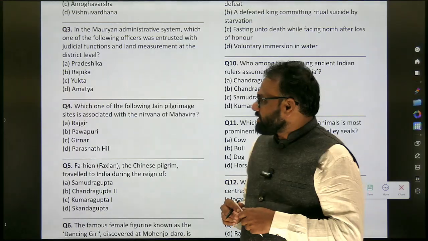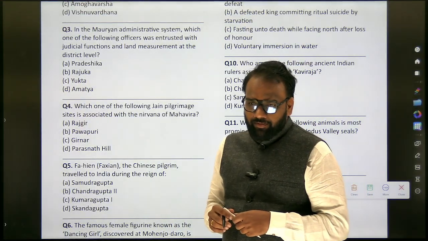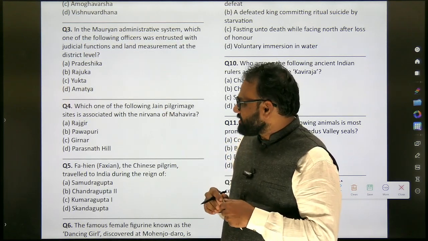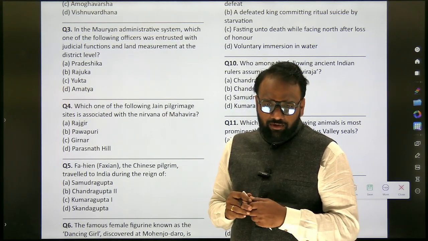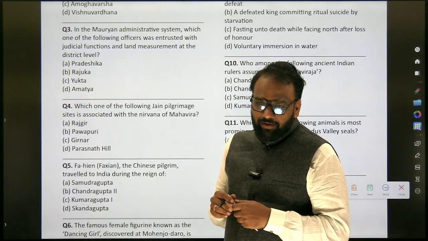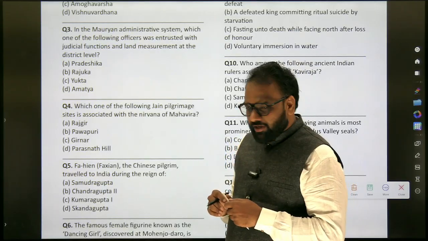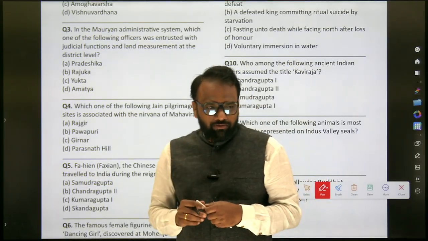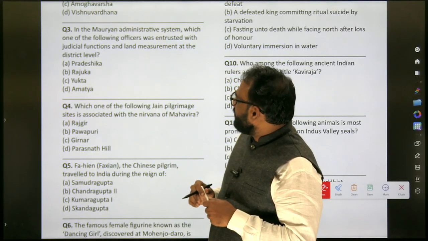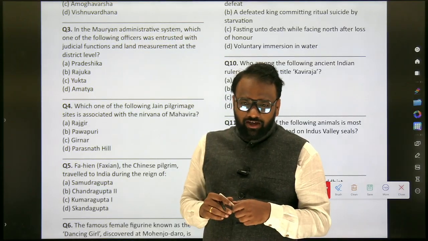Which of the following officers was entrusted with the judicial functions and land measurement at the district level? So here they are focusing on the district level officer. In the previous question that we saw, which were the names which appeared at the district level? Pradeshika, Rajuka, and Yukta. So who exactly is associated with judicial functions and measurement at the district level? Yes. Raja?